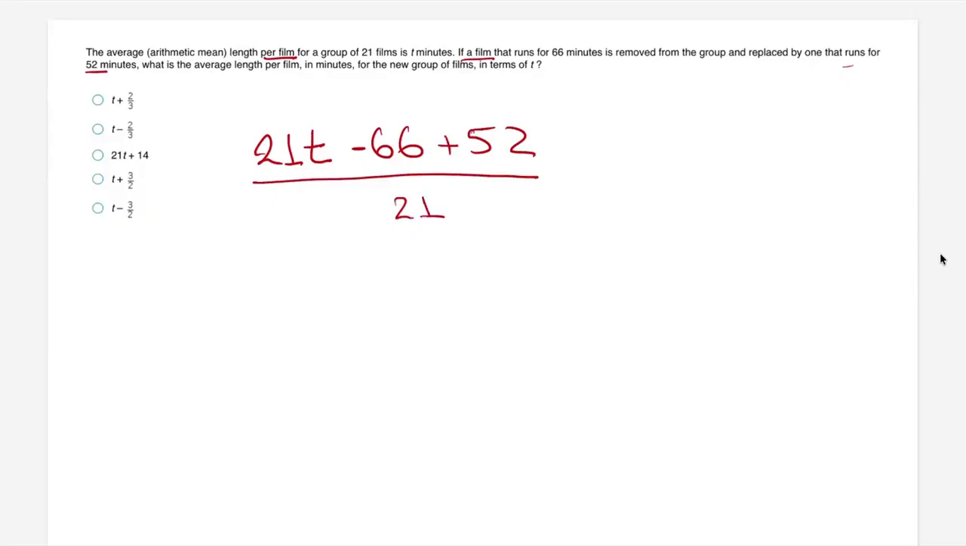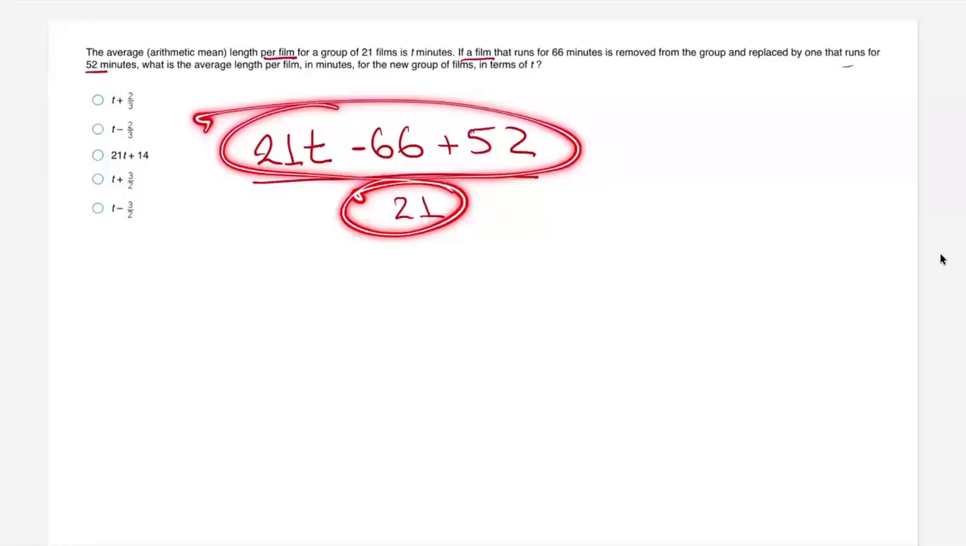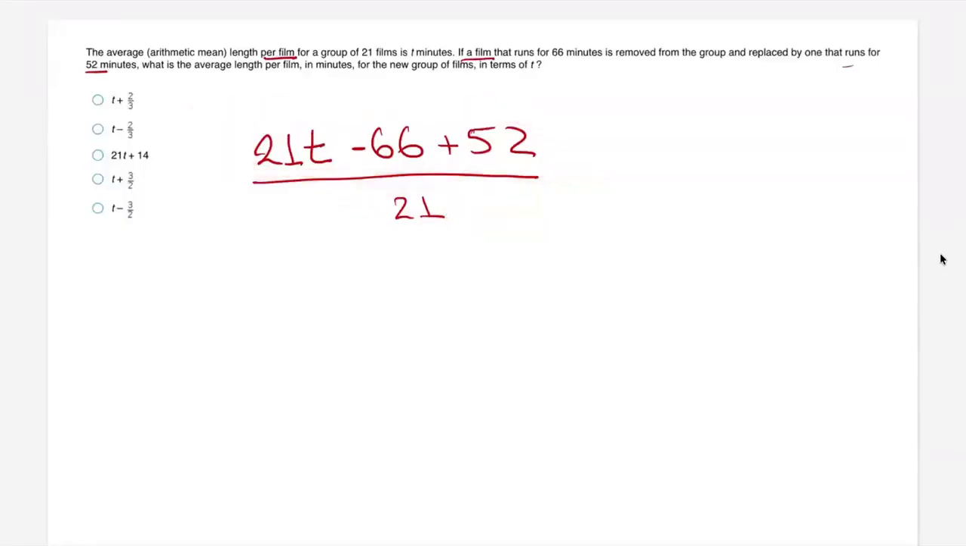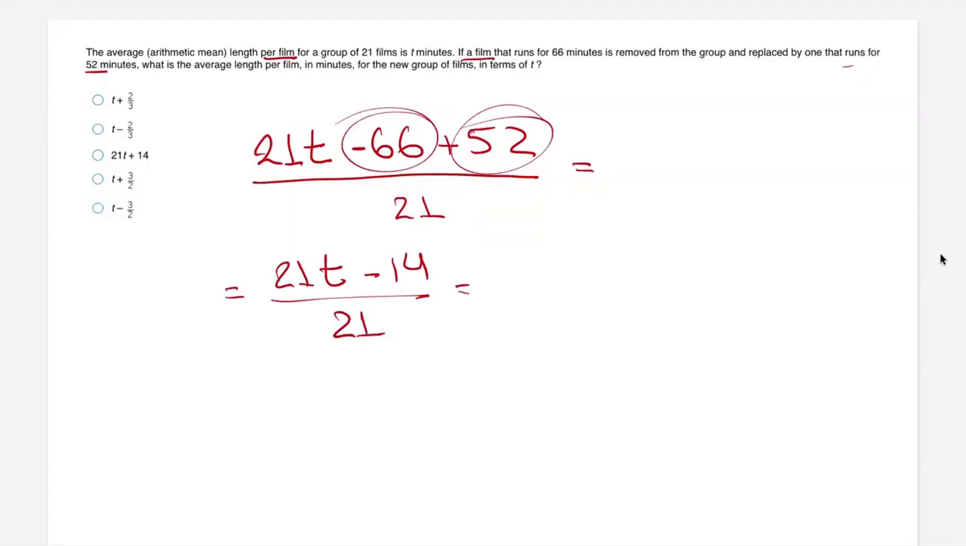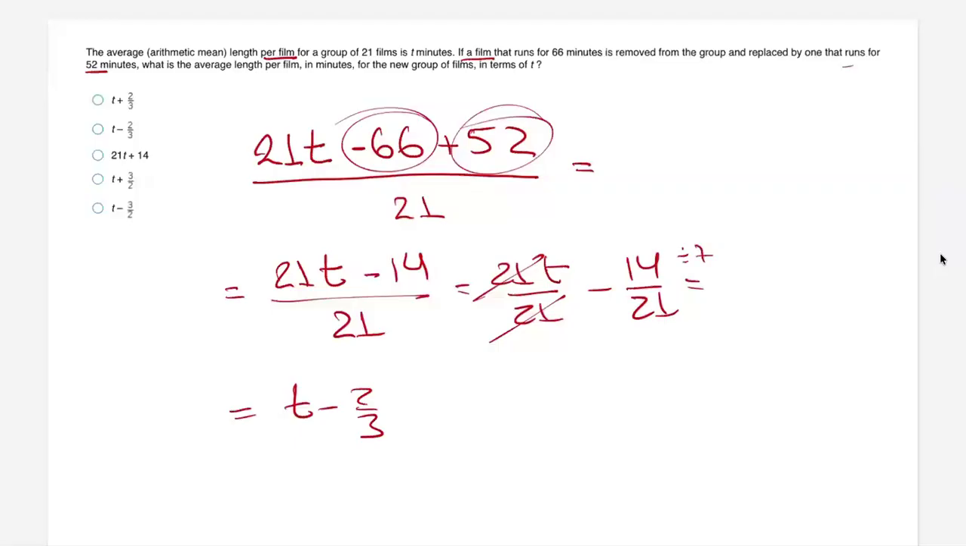So divide by 21. Why? Because the average is the sum divided by the quantity. What is the new average? 21T minus 66 plus 52 is minus 14. So the new average is T minus 14 over 21, which is T minus 2/3. Good.